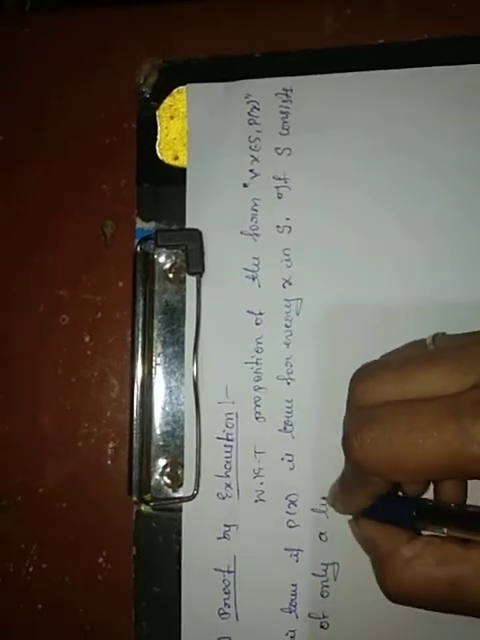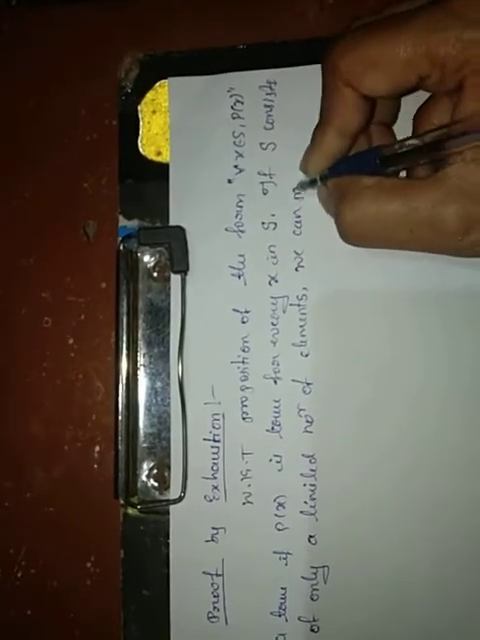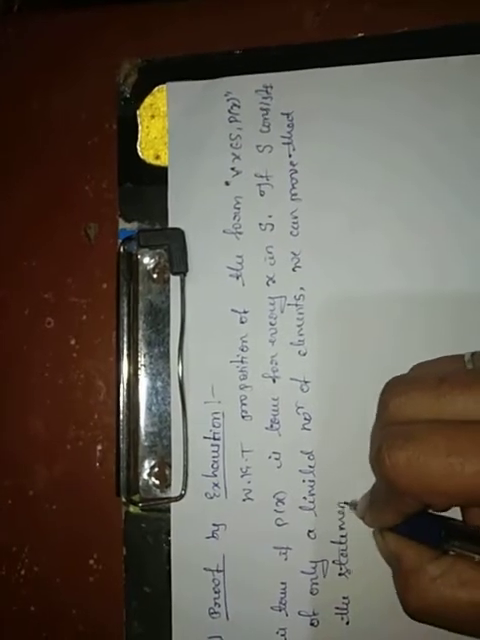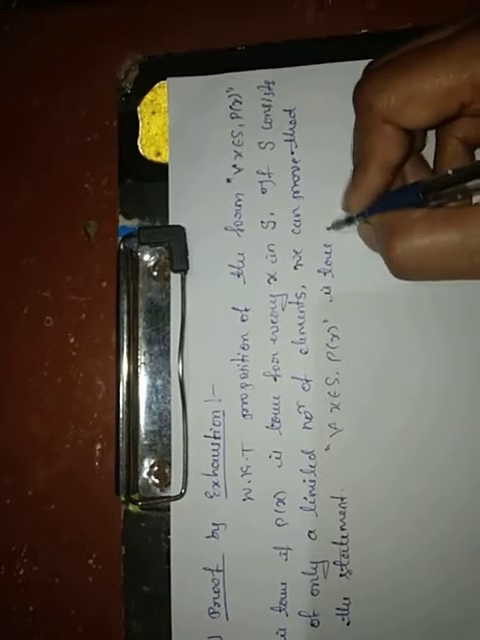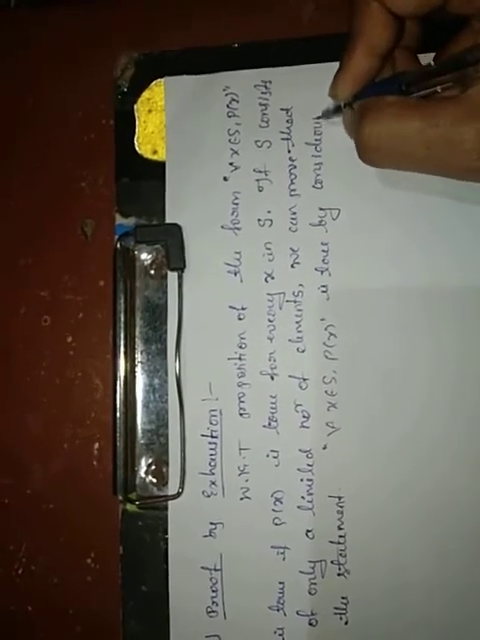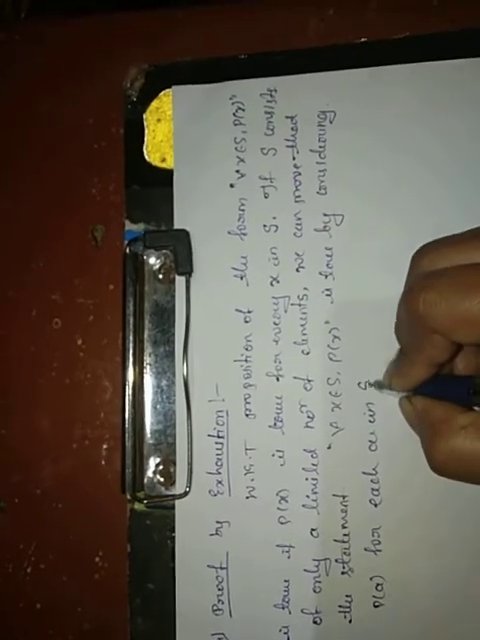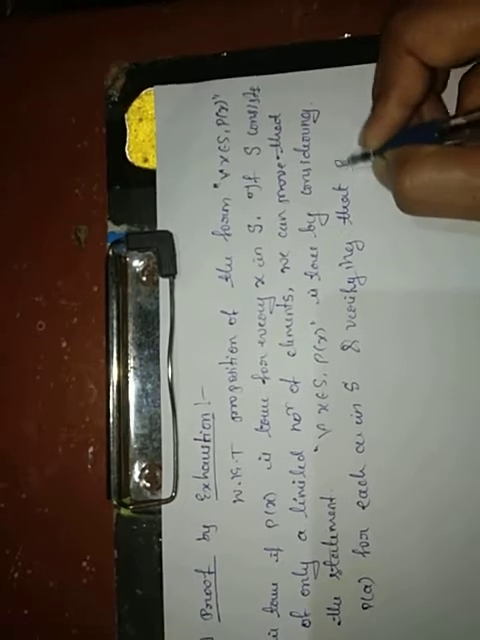Suppose S consists of only a limited number of elements, we can prove that the statement for all x belongs to S comma P of x is true by considering P of A for each A in S and verifying that P of A is true.